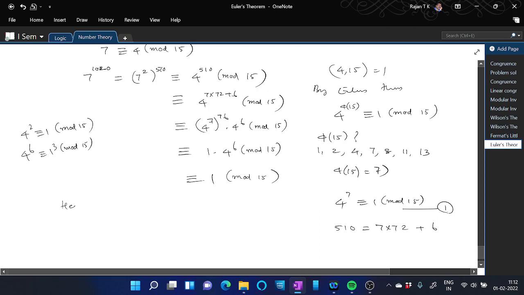Hence, the remainder of 7 raised to 1020 on division by 15, you get 1. So, the remainder is equal to 1.